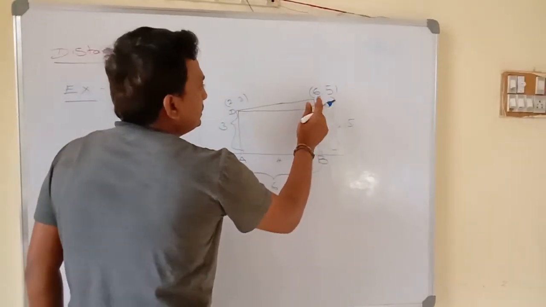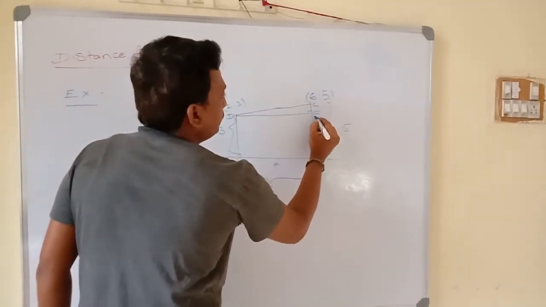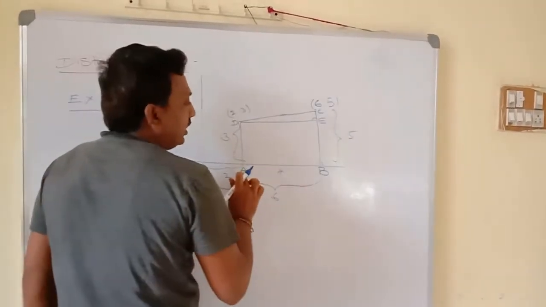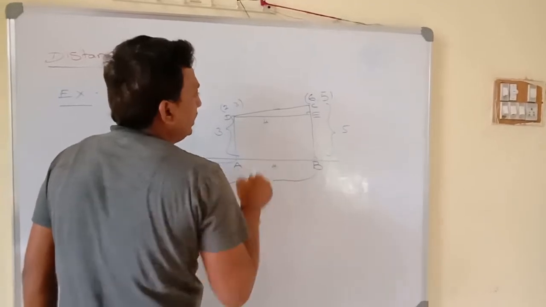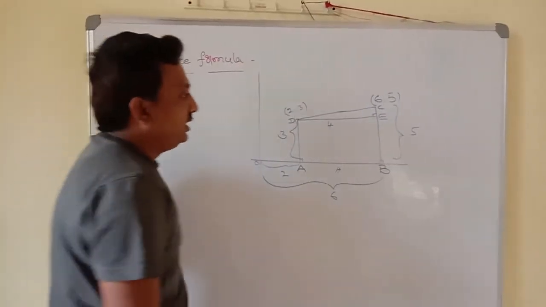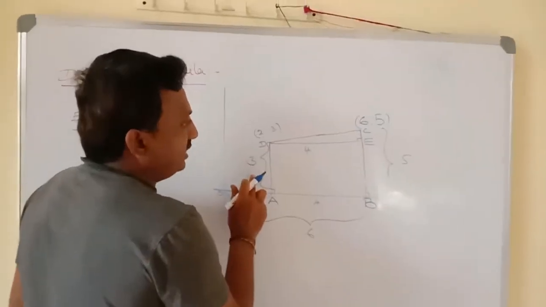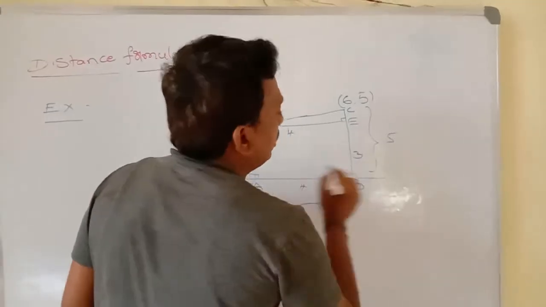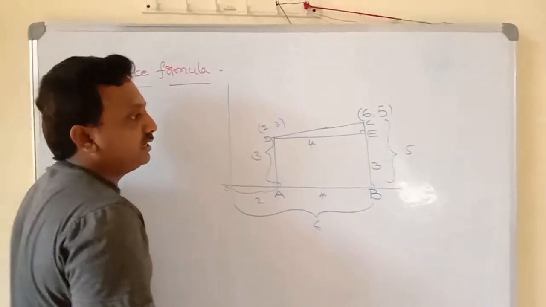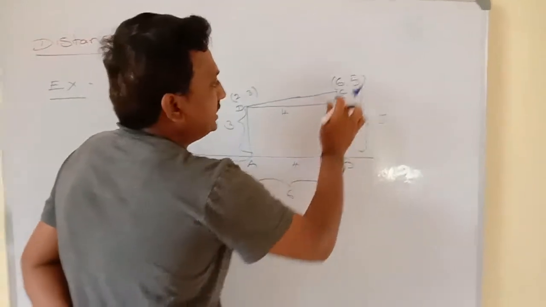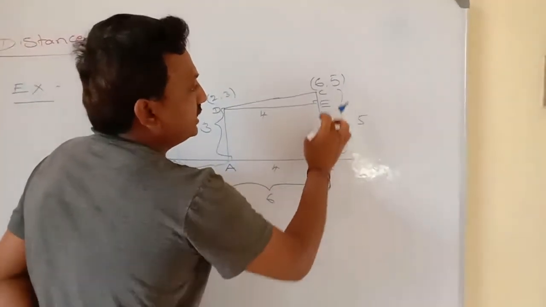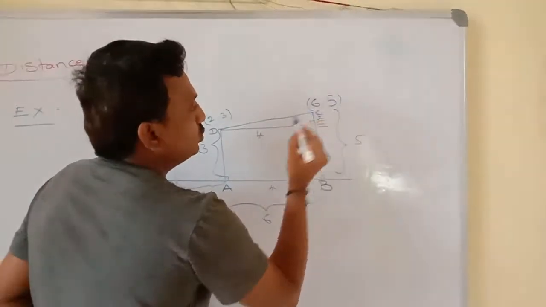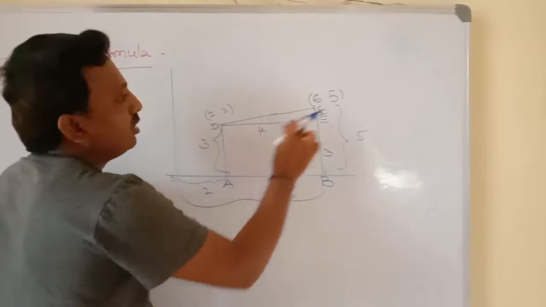Let us denote this point as E. ABED is a rectangle. So AB is 4, so DE is also 4. AD is 3 centimeters, so BE is also 3 centimeters, because we already know this is a rectangle. Now BC is 5 centimeters and BE is 3 centimeters, so 5 minus 3 is 2. So CE is 2 centimeters.